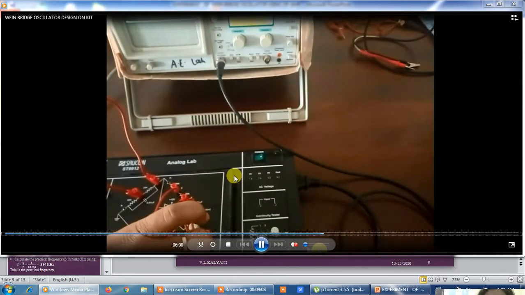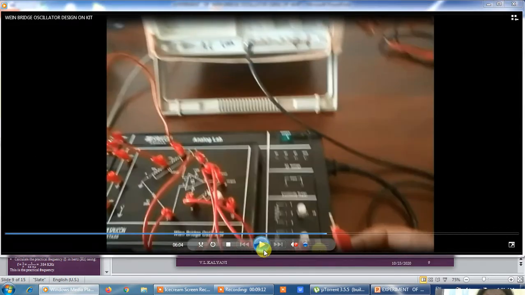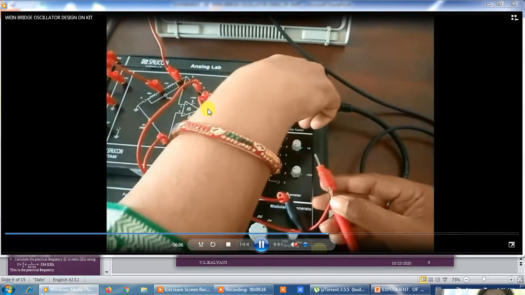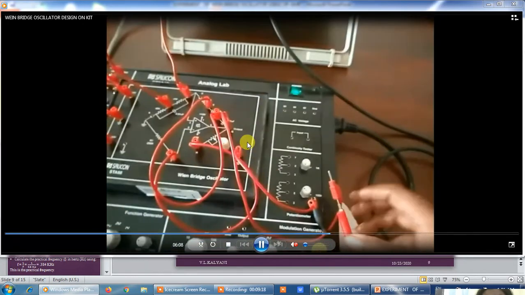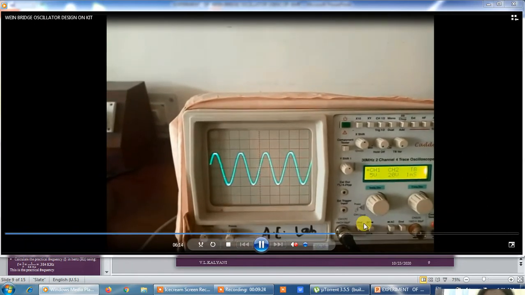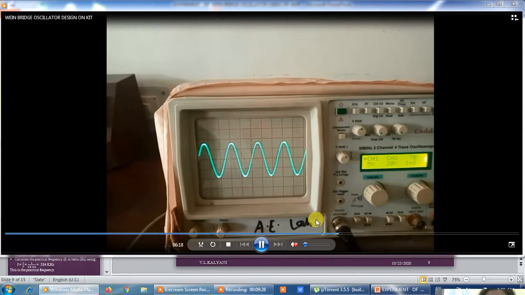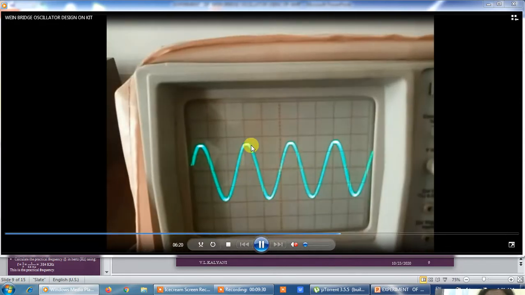Now your circuitry is ready, and you have to connect all these terminals like this, and connect the output terminal to the CRO. So here we are using the BNC to crocodile probe. Using this probe, after the connection, the output will be like this.